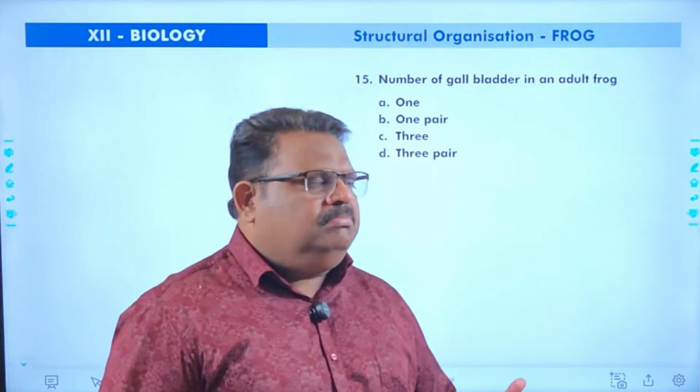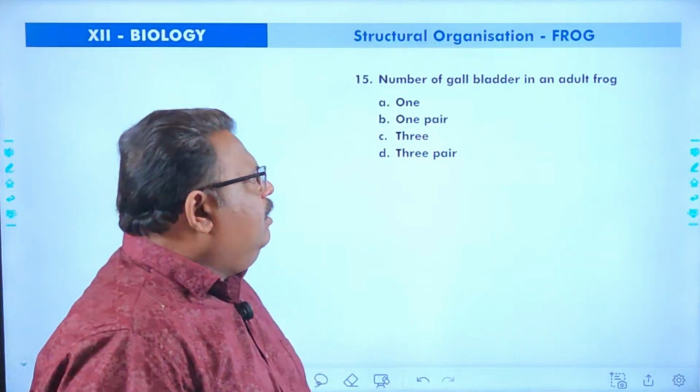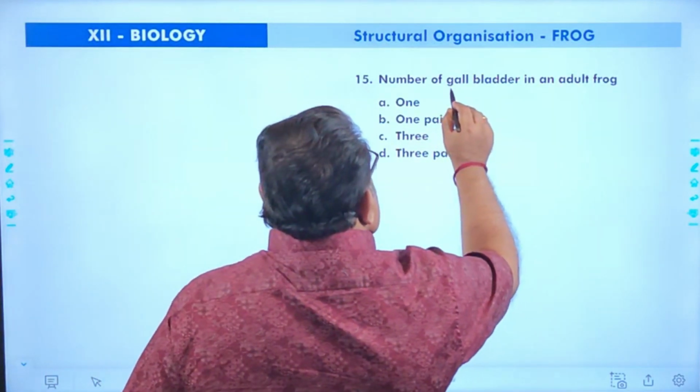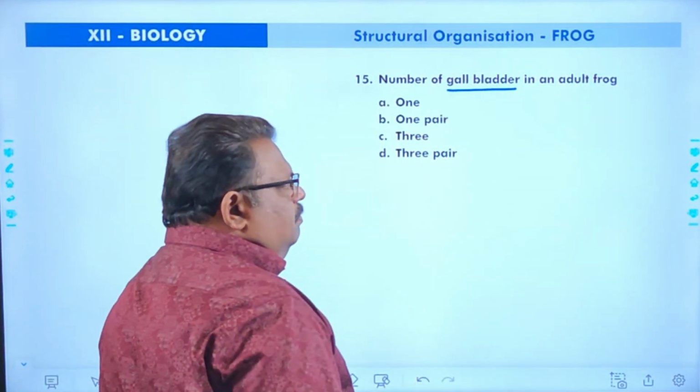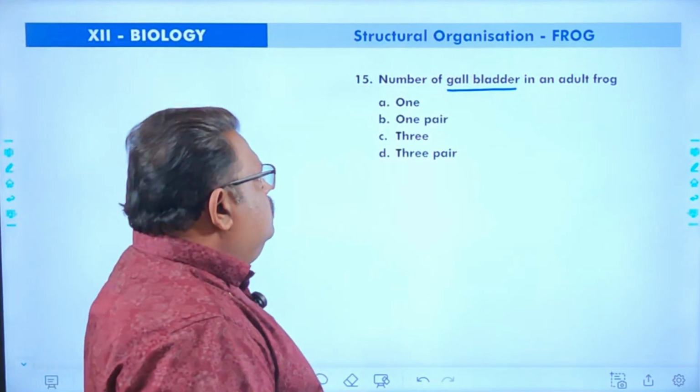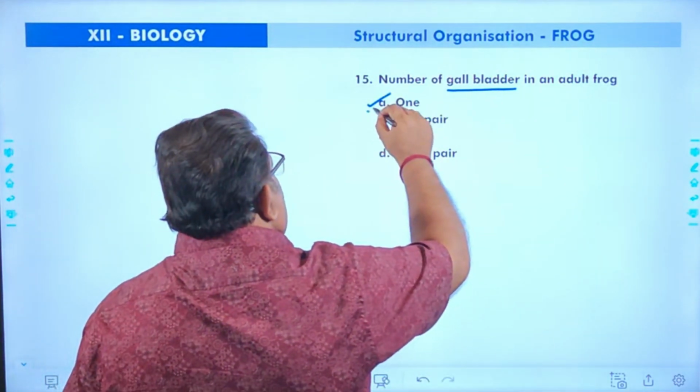Next one, a simple question, number of gallbladder. What is gallbladder? Gallbladder is a bag-like structure where bile is stored. So there will be a single gallbladder.